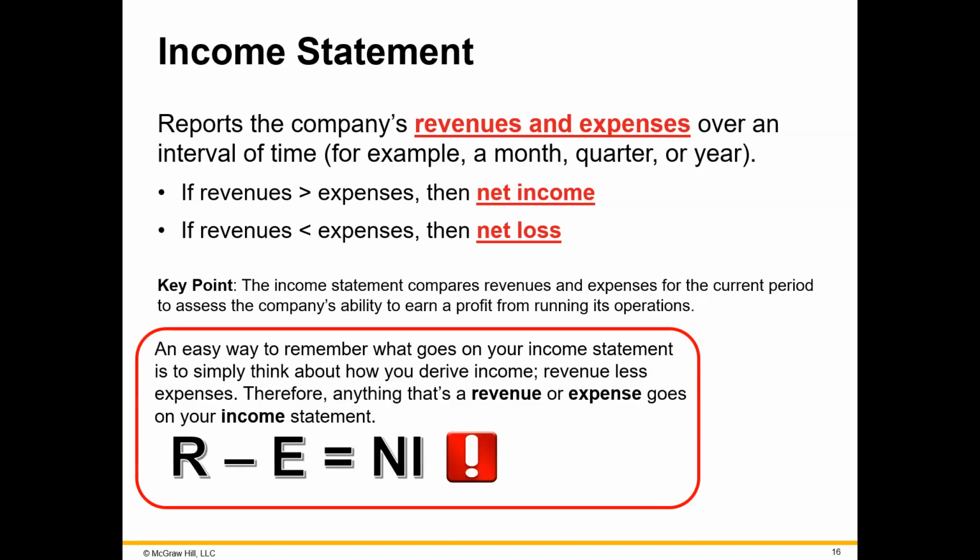So an easy way to remember this, and I would take this note down for sure, because I think it's just a really easy way to remember what goes on your income statement. So the name, obviously, income statement. How do you find income? Well, you find income by reducing your revenues by your expenses. So what goes on an income statement? Revenues, expenses, net income. Okay, so an easy way to remember that is simply think about how do you get to income? Revenues less expenses. Okay, so if it's a revenue, if it's an expense, it's going to go on your income statement. Just a note, I would take that down. It may help you guys in the future.